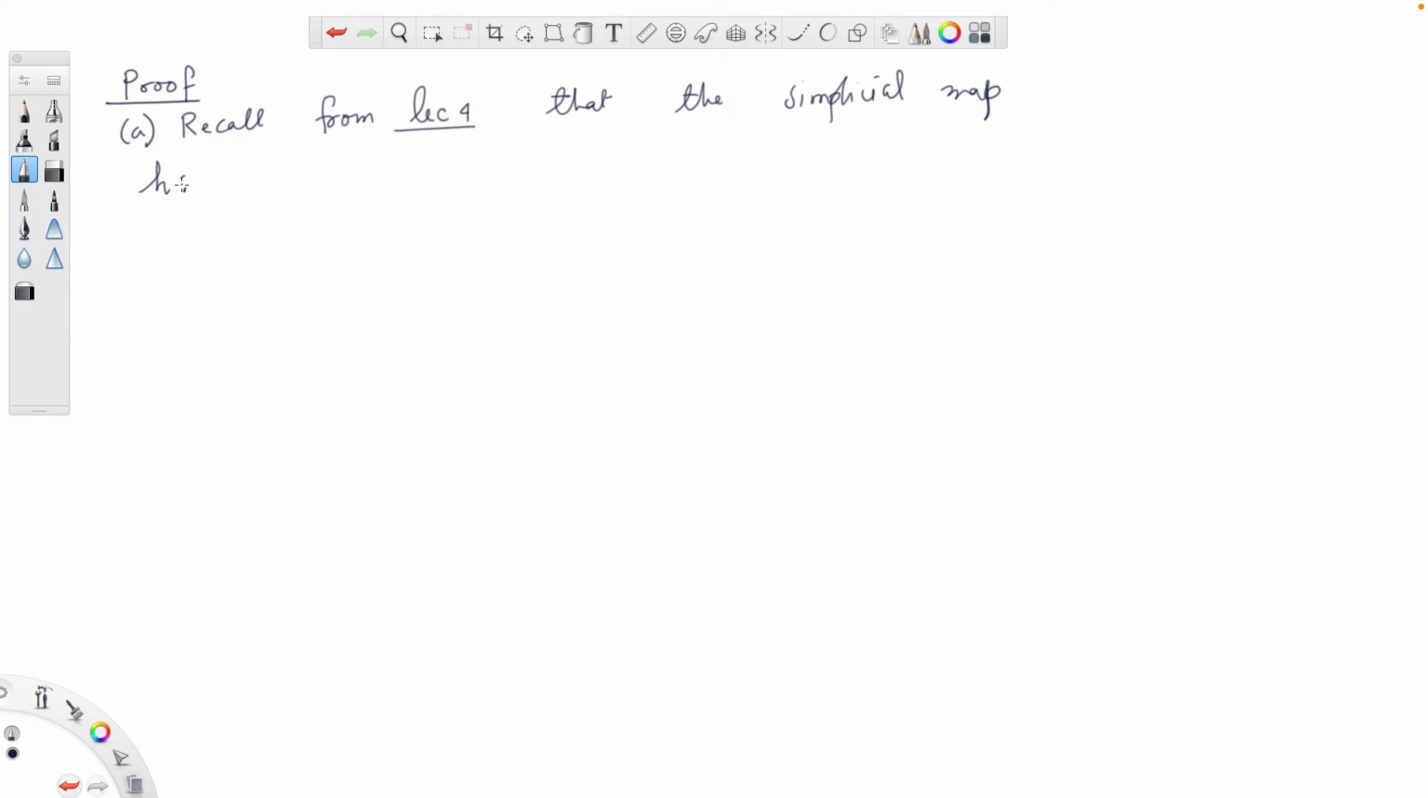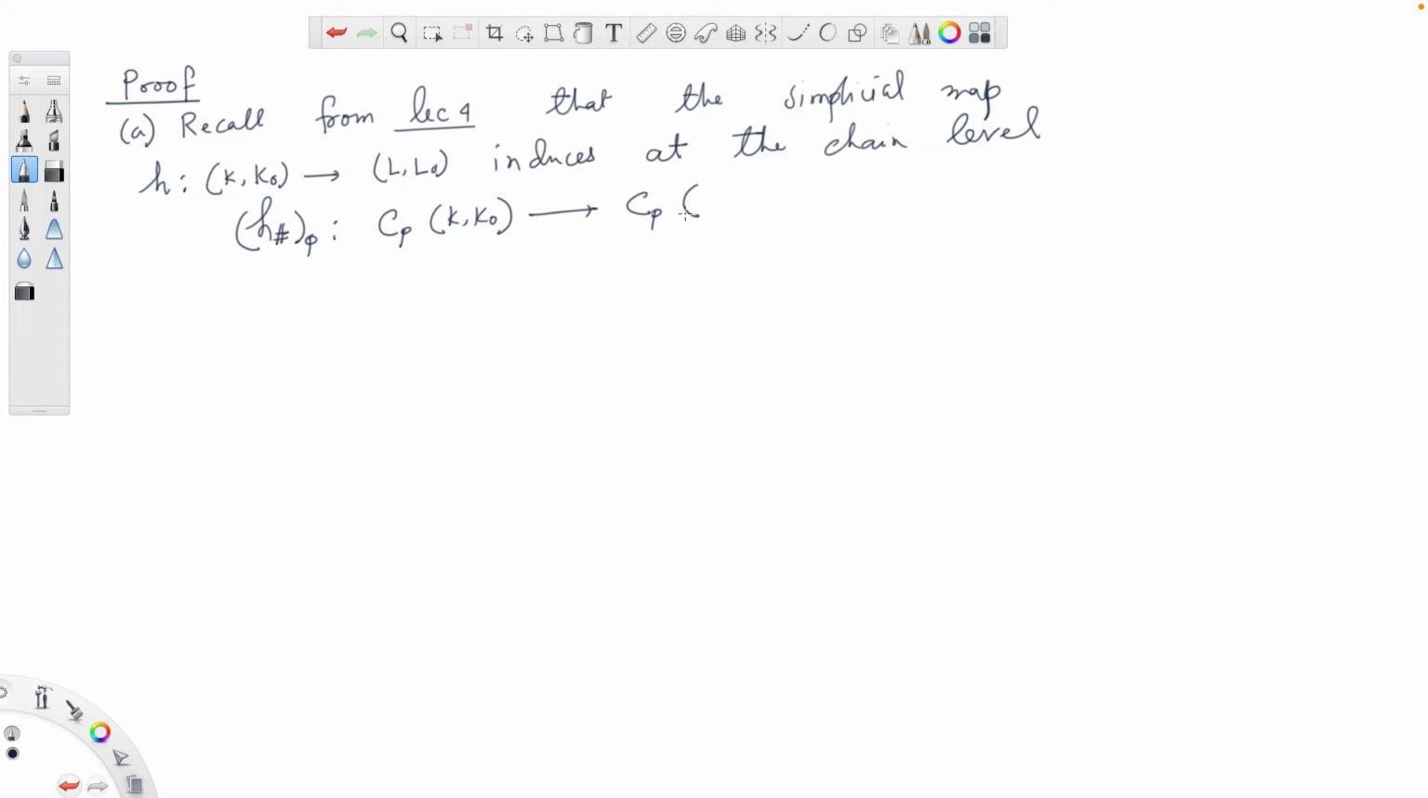H, which is a simplicial map from the pair K, K0 to L, L0, induces at the chain level a group homomorphism H hash at P, from the chain group C_p(K, K0), the group of relative p-chains of K mod K0, to the group of relative p-chains of L mod L0.